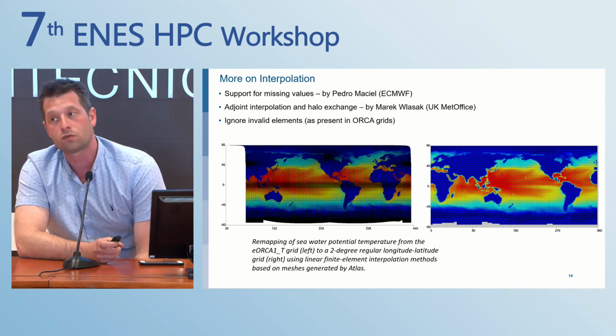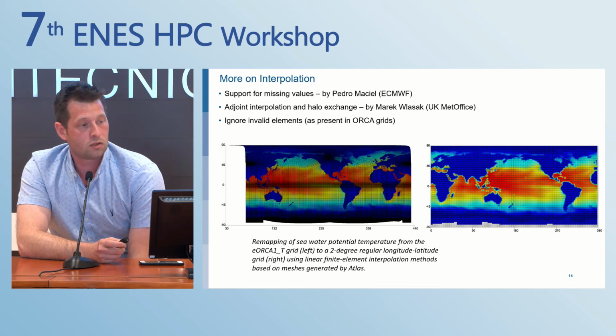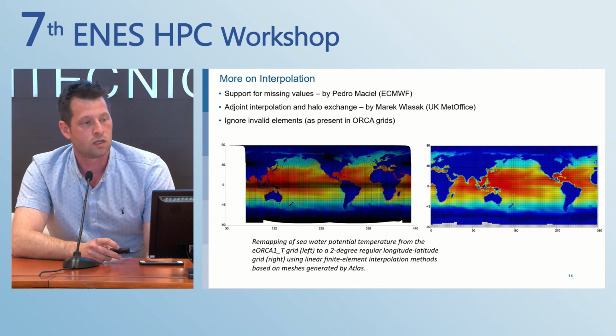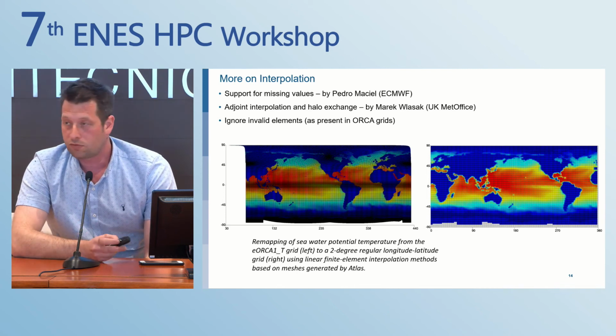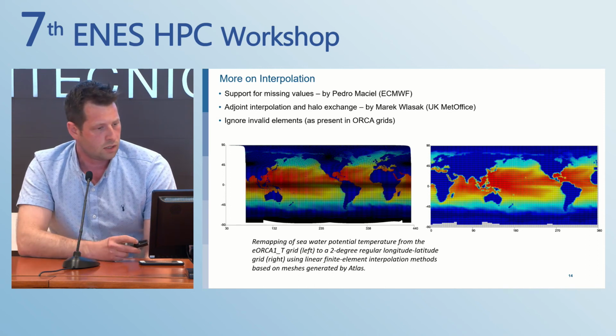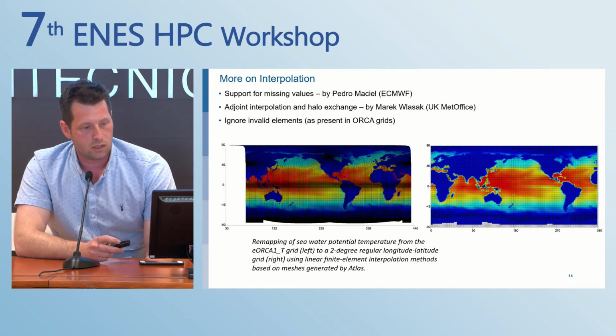There's also now support for missing values by Pedro. There's also a joint interpolation and halo exchanges, so for data assimilation that is useful. And we also need to ignore invalid elements, as I just mentioned before. And here you see an example from, I think, a seawater potential temperature from an ORCA grid to a regular lat-long grid on the right.